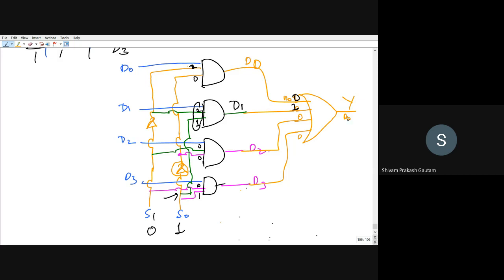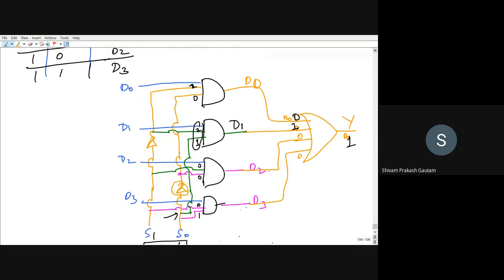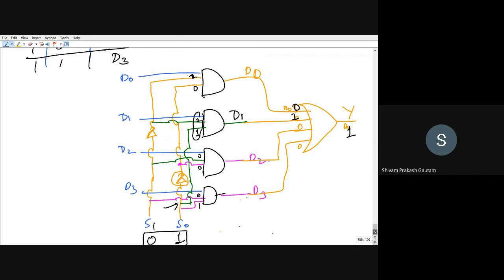So at the output what we will be getting? D1. What is the case when we are getting D1? 0, 1. Similarly, you can verify for 1, 0 and 1, 1 as well. So the respective output you will get. Is it okay now? Yes, sir. Okay.